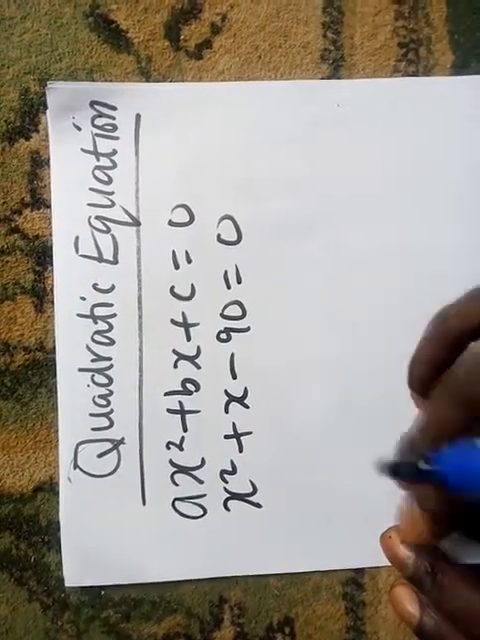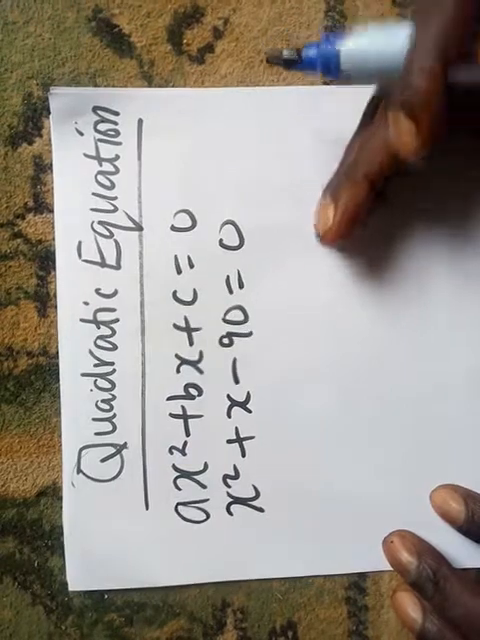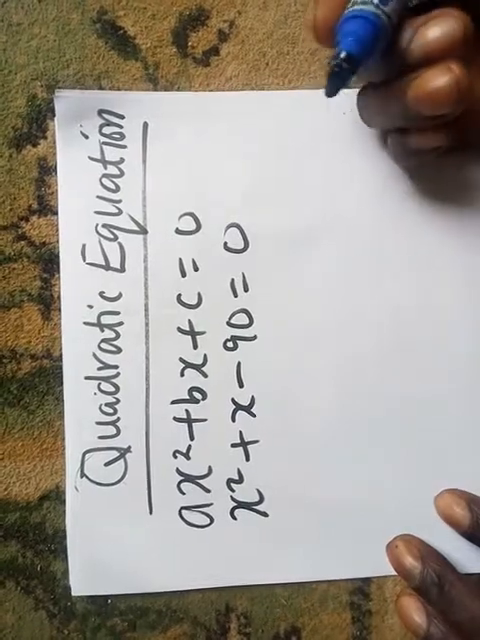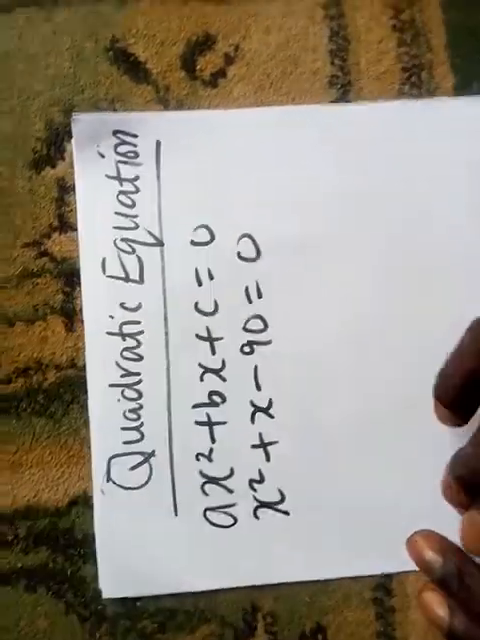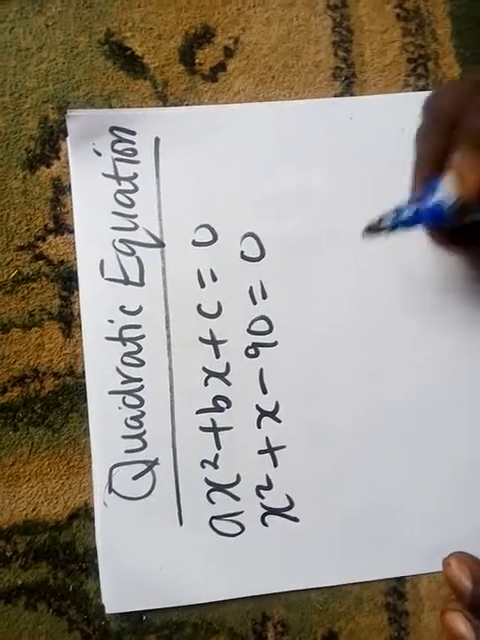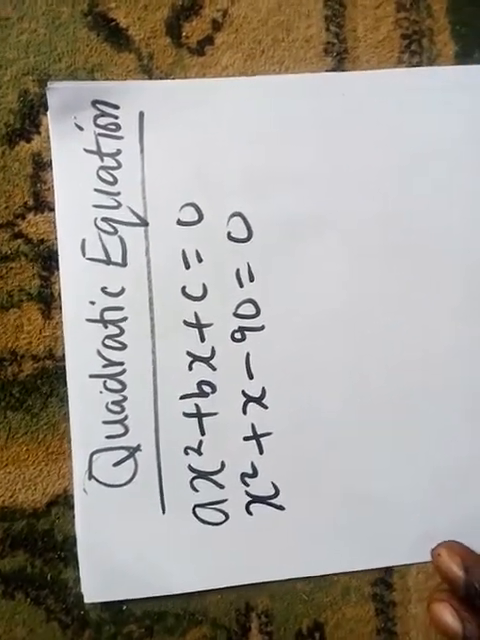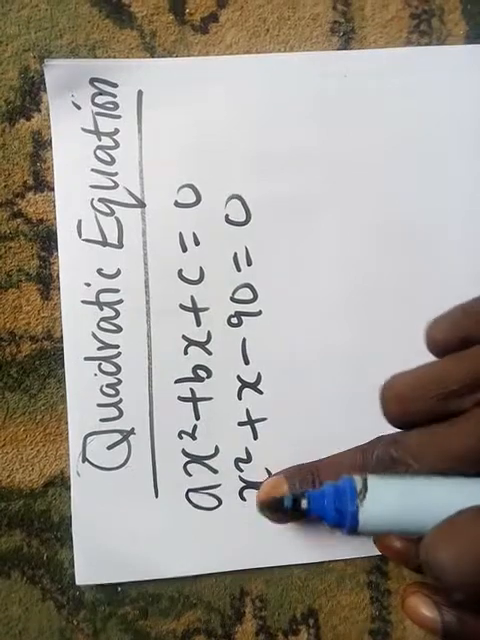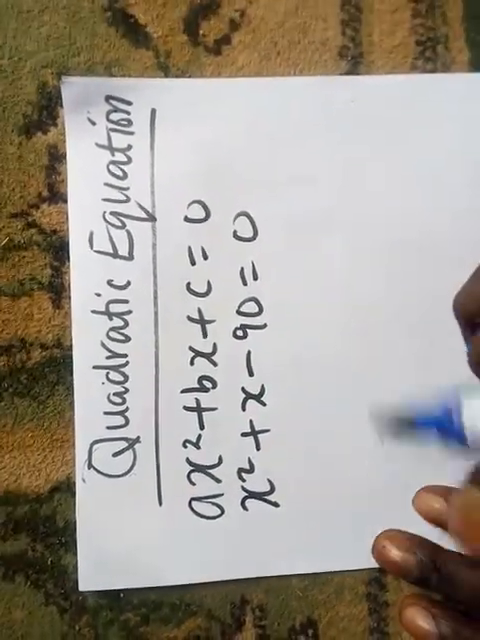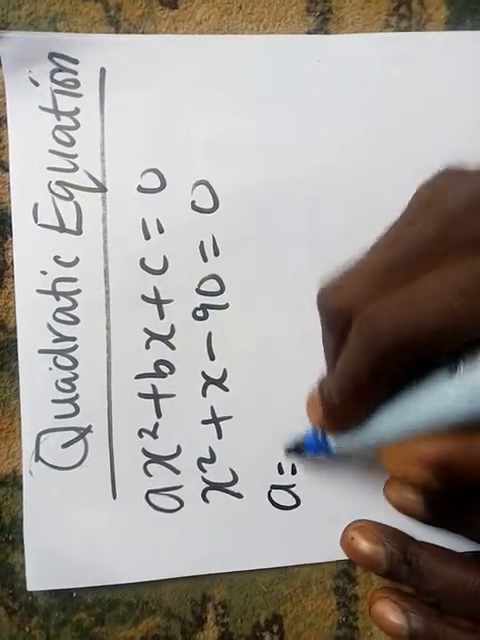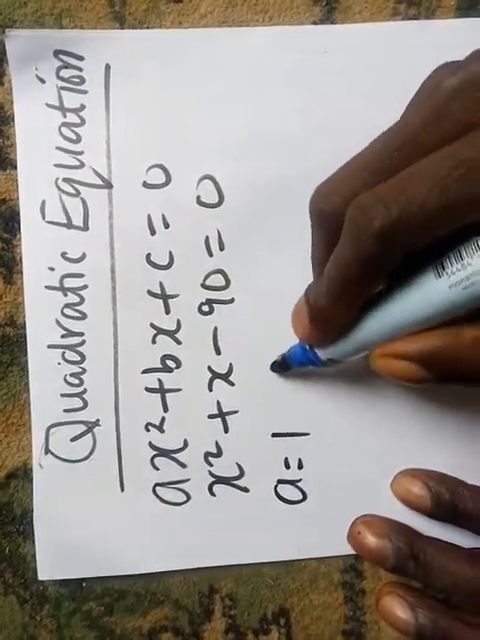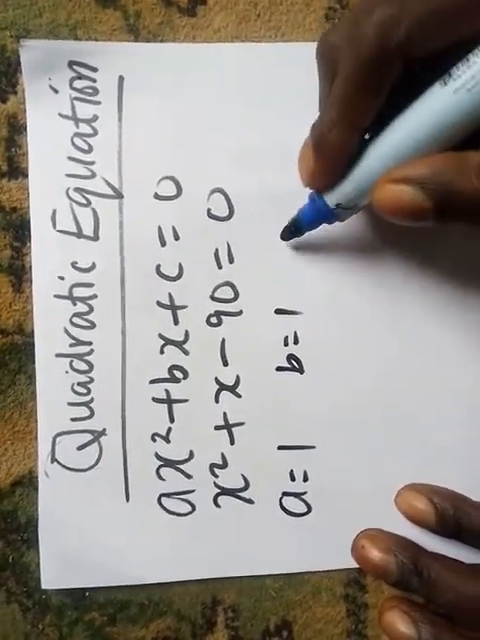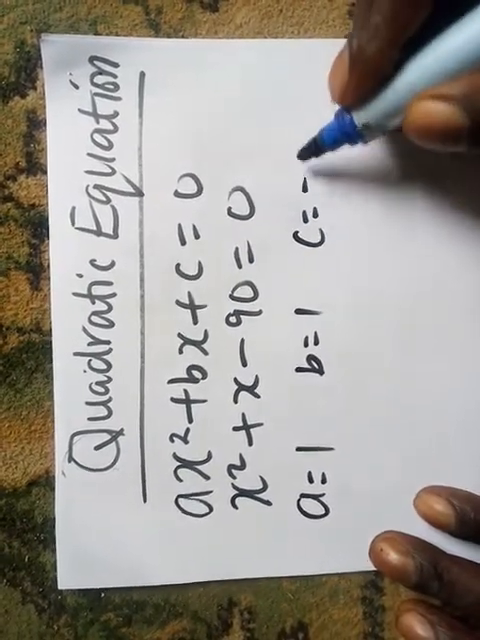If we are to solve this kind of equation, there are many methods we can use. We can use the graphical method, the factorization method, the completing the square method, or the formula. Today let's use the factorization method. In the factorization method, we consider the coefficients a, b, and c. The coefficient of x squared is 1. The coefficient of x, which is our b, is 1 also. Then c is minus 90.